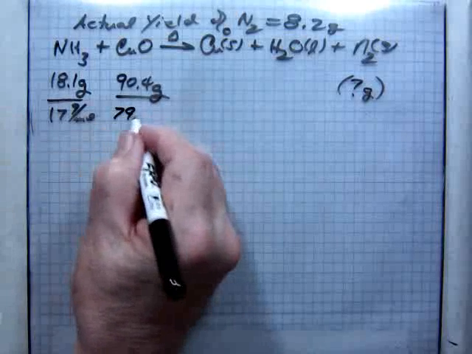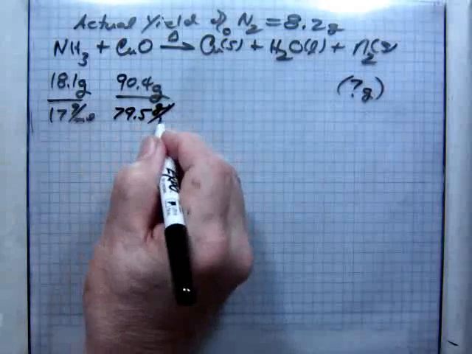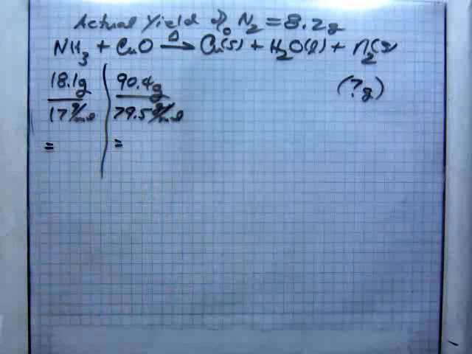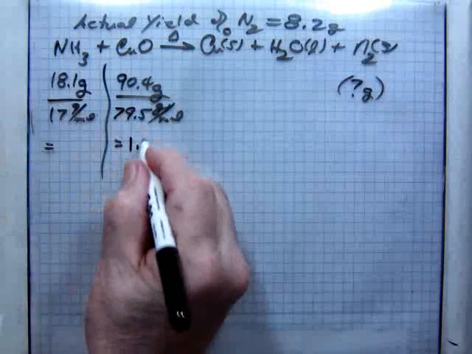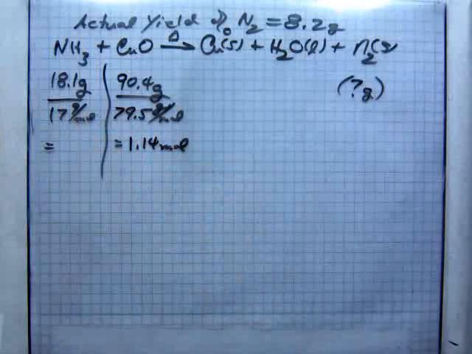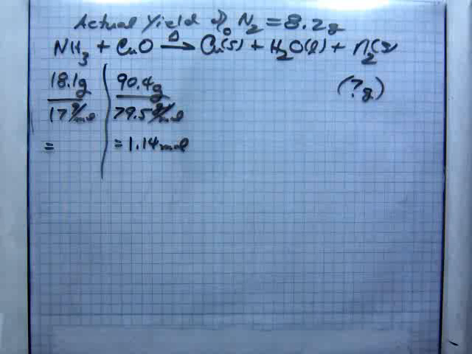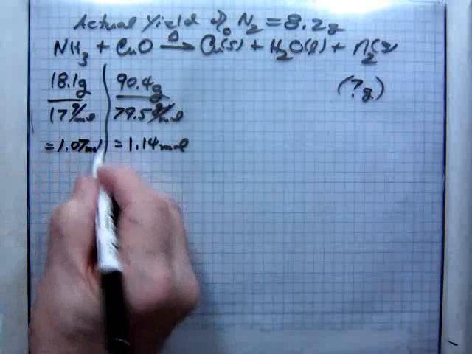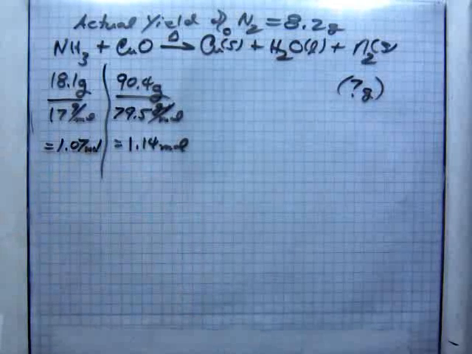79.5. So that's 1.14 mole. And 18.1 over 17 is 1.07. Everybody still with me? Okay.